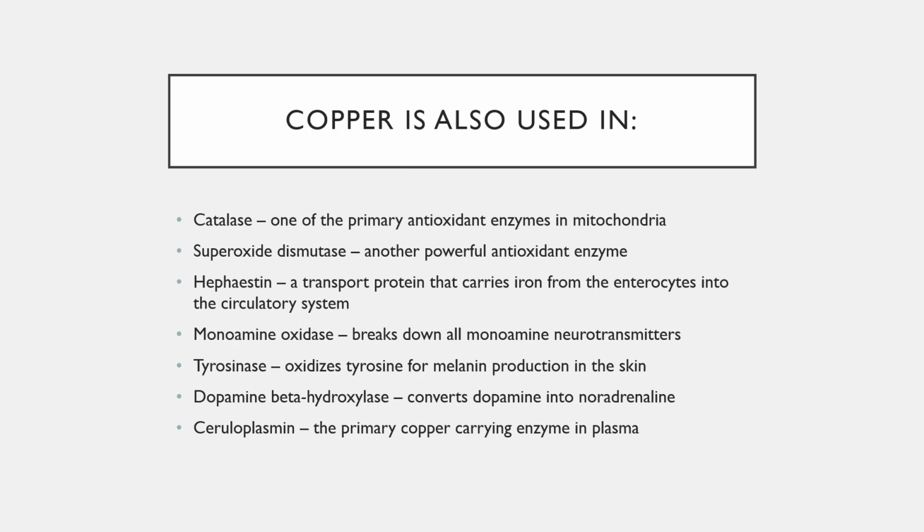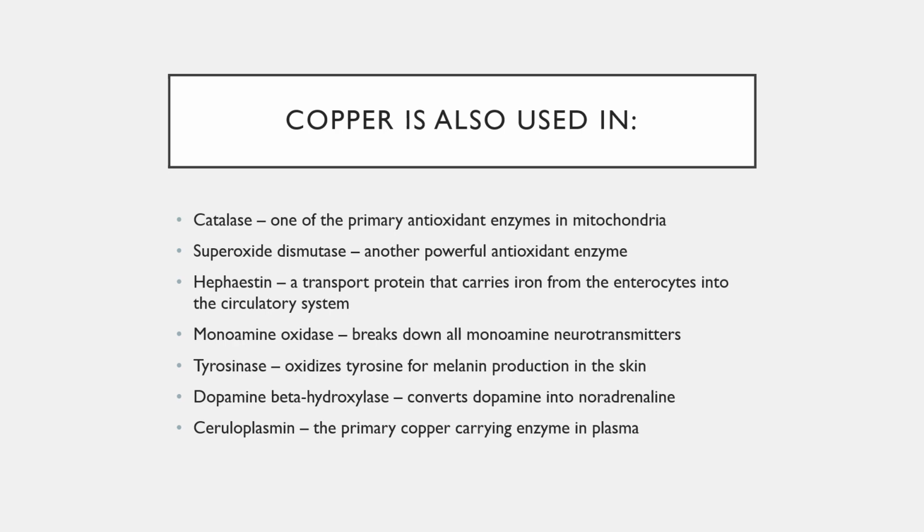Hephaestin is another copper-dependent protein. This one is a transport protein that is actually what allows iron to be carried from the enterocytes into the circulatory system. This is part of how iron is absorbed through your digestive tract and put into your bloodstream to be transported wherever it needs to be. The reason that copper is required in this case is because for this to occur, iron has to be oxidized down from the ferrous form into the ferric form so that it can bind to the specific transport proteins.